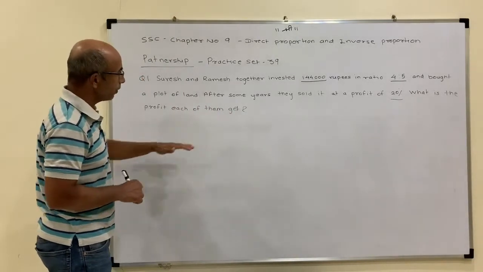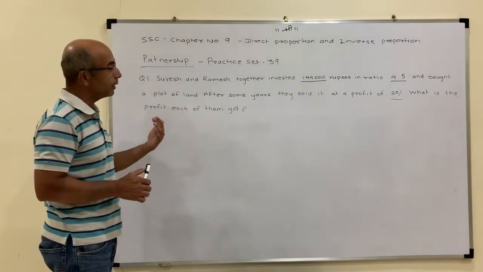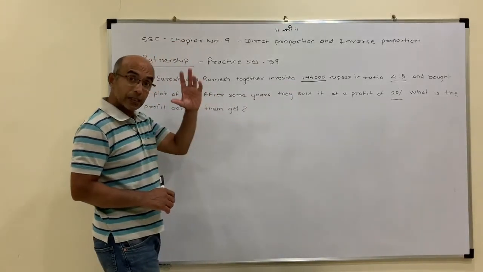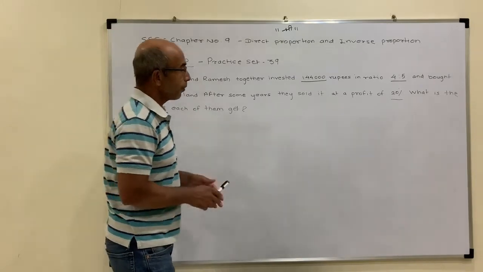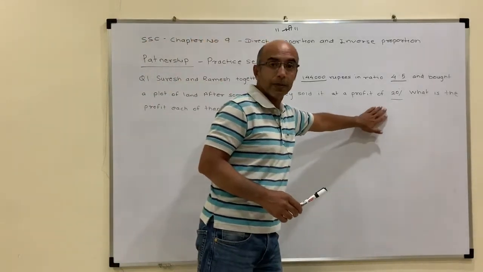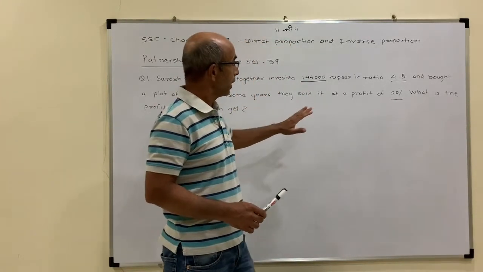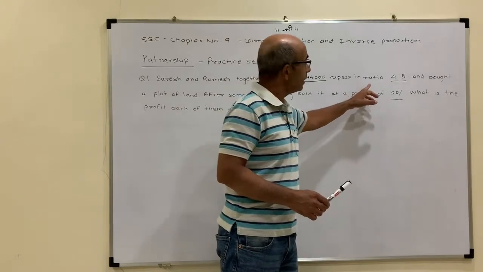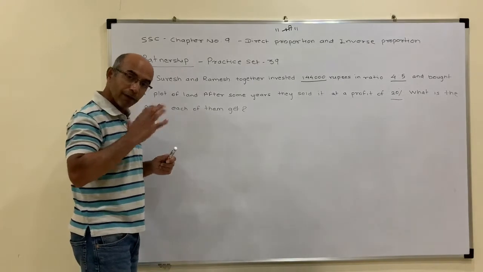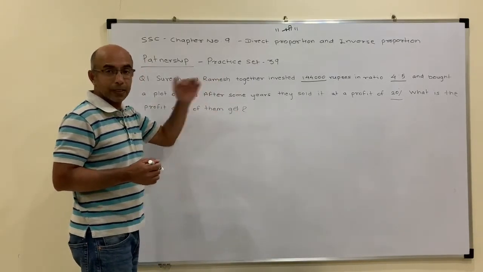Now, in this problem, we need to identify the relevant information. 1,44,000 is the initial amount they invested. How much is the profit? Profit is 20%. This 20% is on 1,44,000, which you need to keep in mind. In what ratio did they invest? They invested in the 4:5 ratio. So the ratio in which they invested capital, in the same ratio they will get profit.